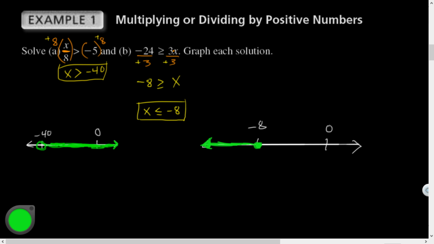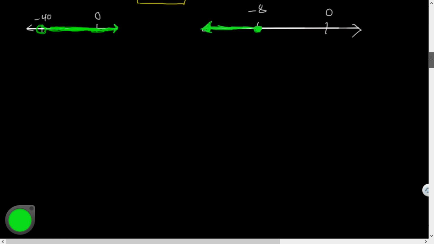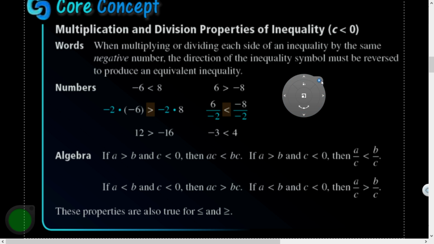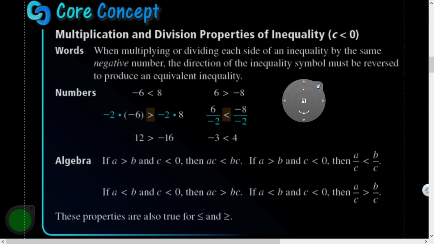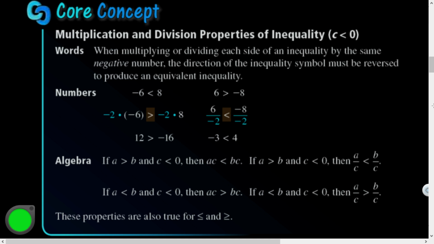But let's get interesting here, friends. Why do you think they took so much time to specify positive and make that distinct? Well, friends, behold! Multiplication and division properties of inequality when C is less than 0. We'll describe that as negative. When multiplying and dividing each side of an inequality by the same negative number, the direction of the inequality symbol must be reversed.